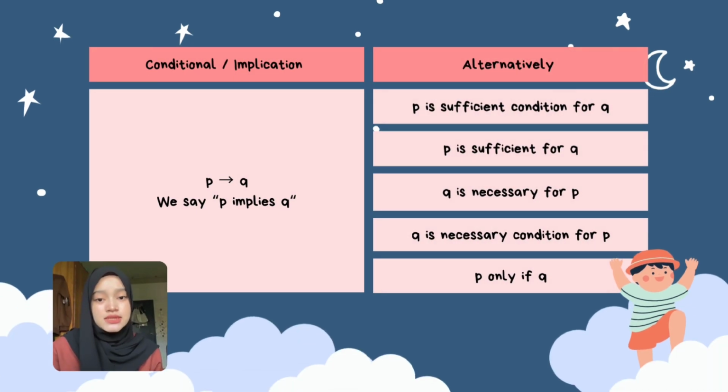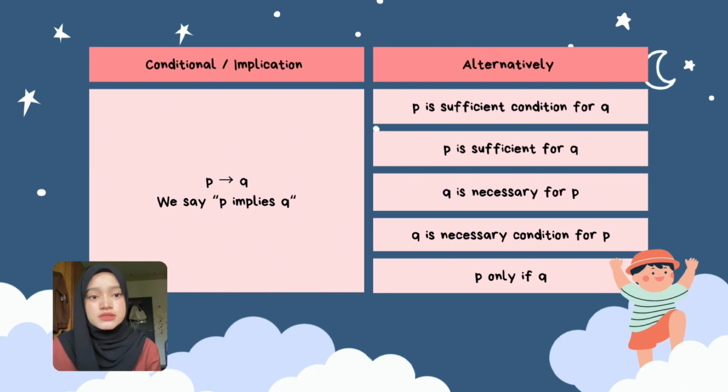Next, this slide explains the conditional statement or implication statement in detail. It's written with that symbol, which is read as P implies Q. Alternatively, we can express this in different ways. For example, we can say P is a sufficient condition for Q, or P is sufficient for Q. This means the same thing. We can also phrase it as Q is a necessary condition for P, or simply Q is necessary for P.